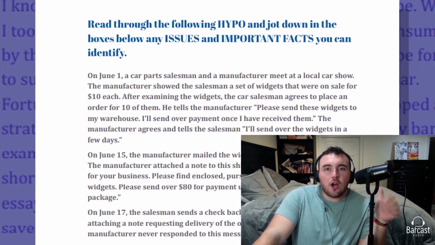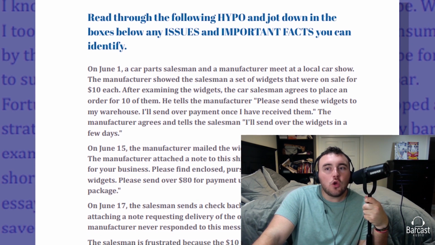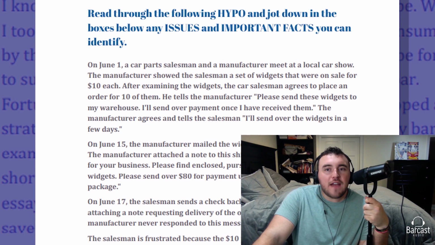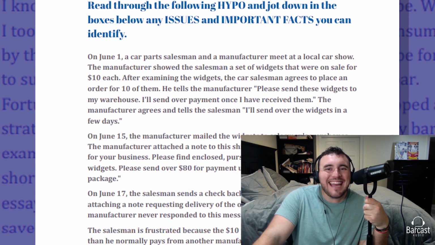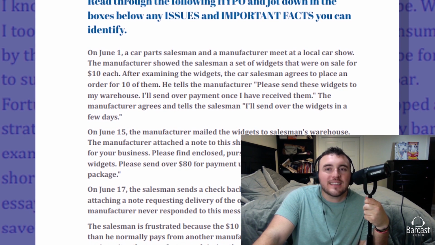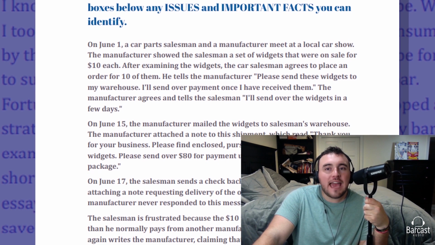So now let's move on first to the first worksheet that you access. This is a hypothetical that I'll read through with you. You can access this again at BarcastAudio.com, and I'll post it on the screen here so you can take a look. So going through this, on June 1st, a car parts salesman and a manufacturer meet at a local car show. The manufacturer showed the car salesman a set of widgets that were on sale for $10 each. After examining the widgets, the car salesman agrees to place an order for 10 of them.